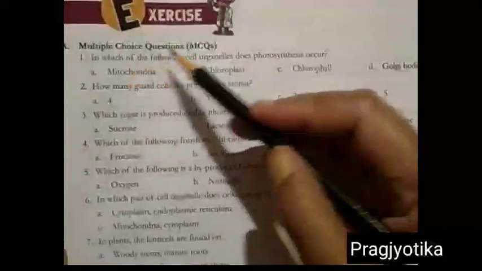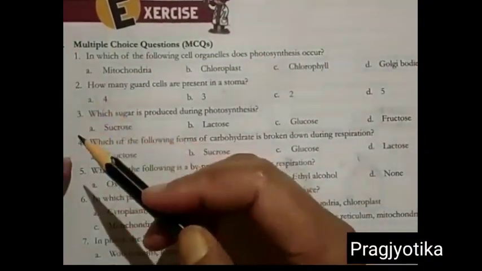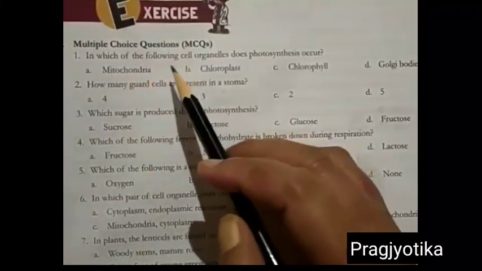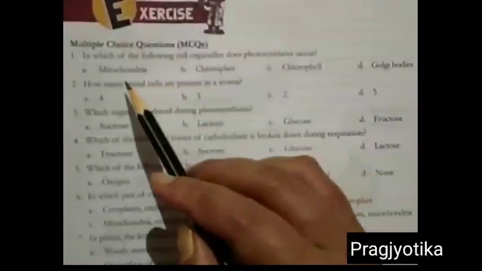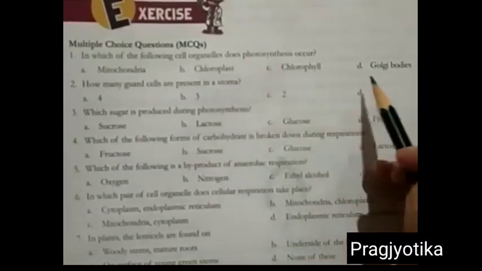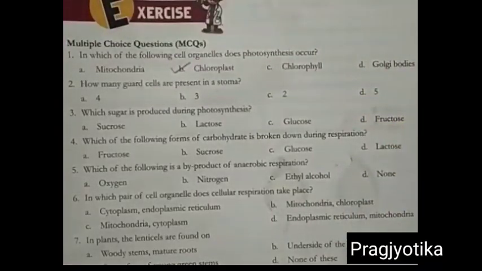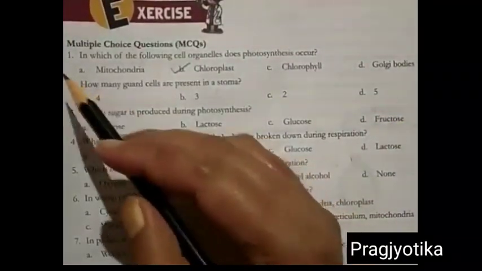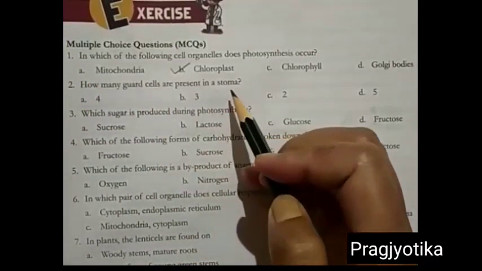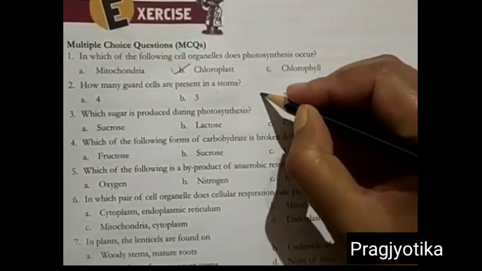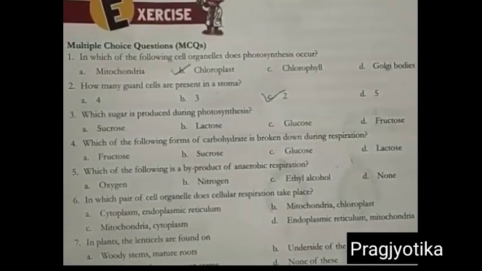Now let's answer this multiple choice question on your page number 77. Your first question is, in which of the following cell organelles does photosynthesis occur? Options are mitochondria, chloroplast, chlorophyll, Golgi bodies. The correct answer is chloroplast. Then our next question, A2: how many guard cells are present in a stoma? The correct answer is 2. There are 2 guard cells present in a stoma.